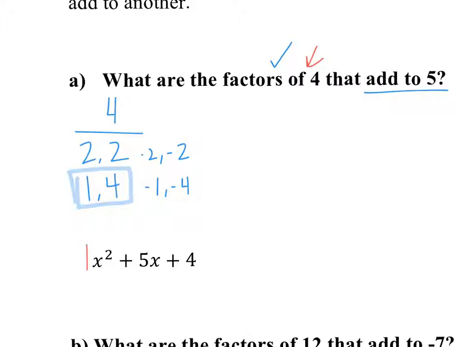Now that I know that, I can figure out my a value, my b value, and my c value. If my a value is 1, what do you think my b value is? It's not 4. It's 5, yeah.